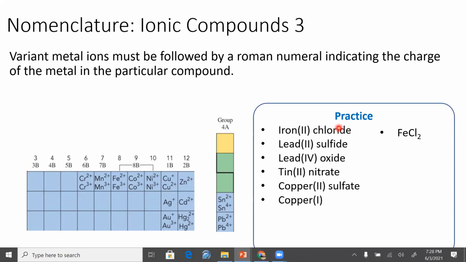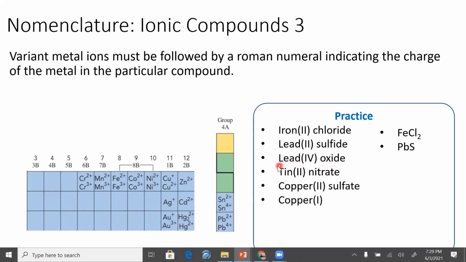All right, so what would lead 2 sulfide be? Lead is Pb. This tells us what the charge is. You have to look up on the periodic table and figure out what the charge on sulfide would be. Good. Lead's a +2, sulfide's a -2. Those 2's are going to simplify. Good.